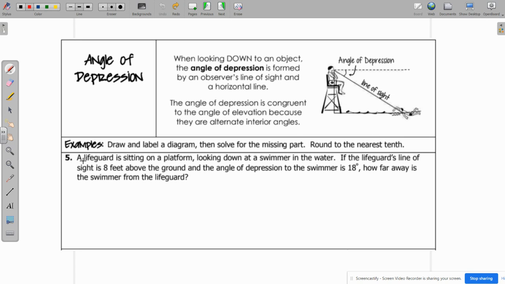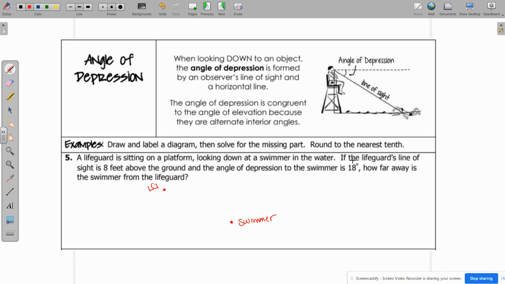So in example 5, we have a lifeguard sitting on a platform looking down at a swimmer in the water. If the lifeguard's line of sight is 8 feet above the ground and the angle of depression to the swimmer is 18 degrees, how far away is the swimmer from the lifeguard? I'm just going to draw this from scratch, and I'm going to show you that you can just have a point here and say that this is the lifeguard, and a point down here and say this is the swimmer. You can have drawings like that. There's nothing wrong with that. They don't have to be of people or of water or anything like that.